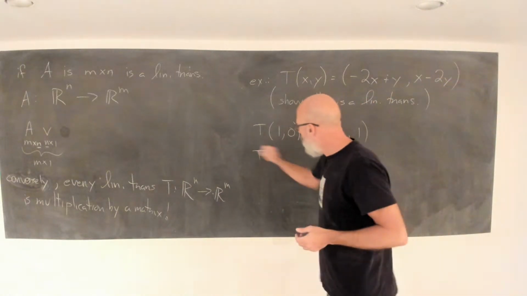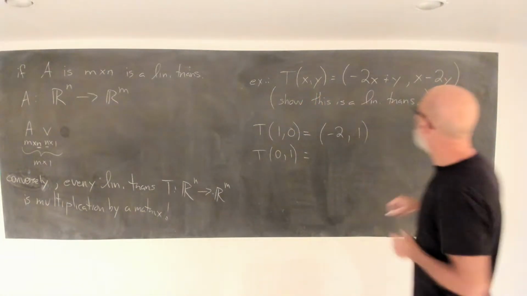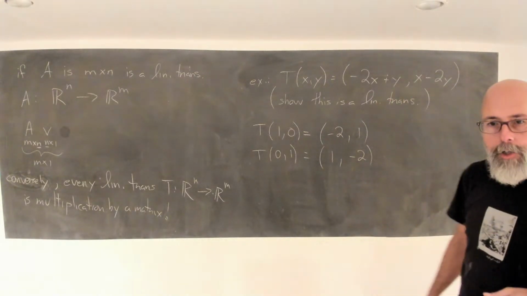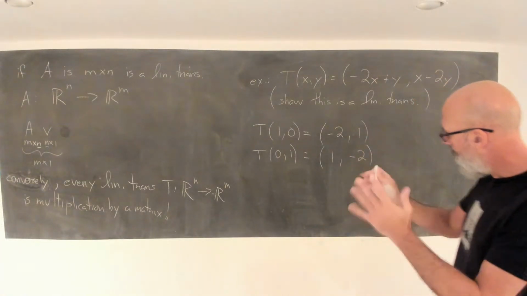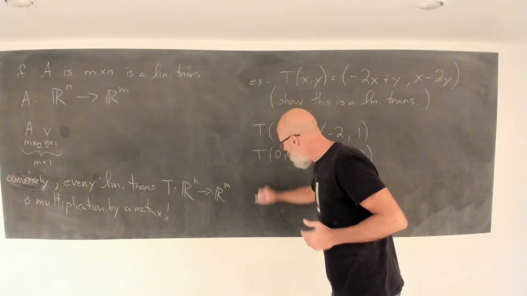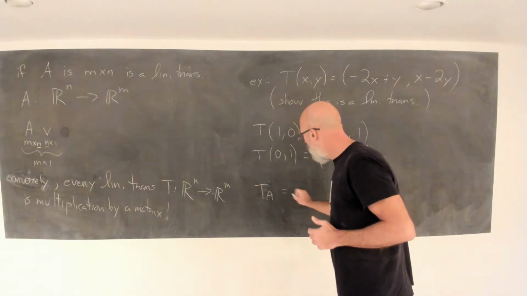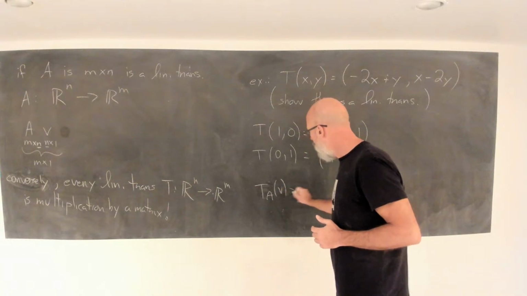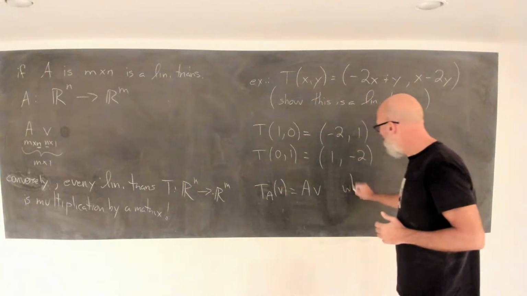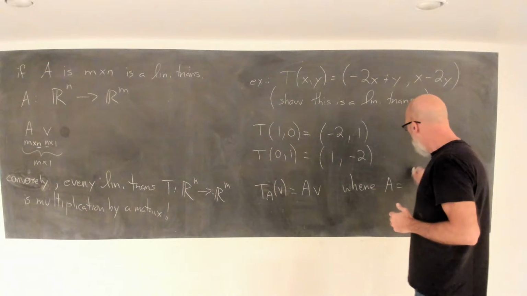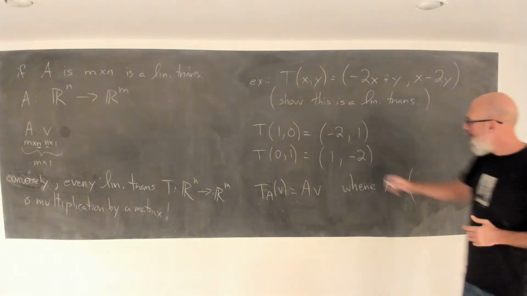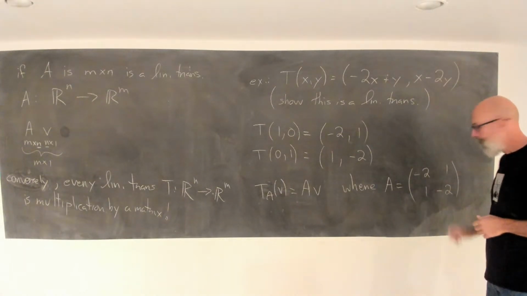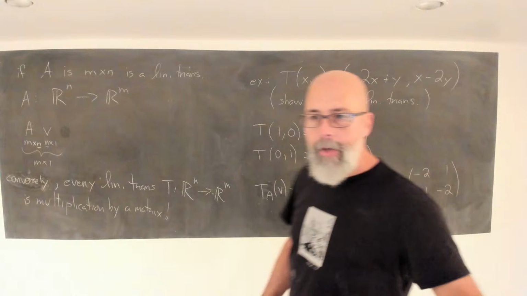And T of (0, 1) is (1, -2), thank you. And so the matrix representation A is the matrix made up of these as columns. And let's understand why that is.